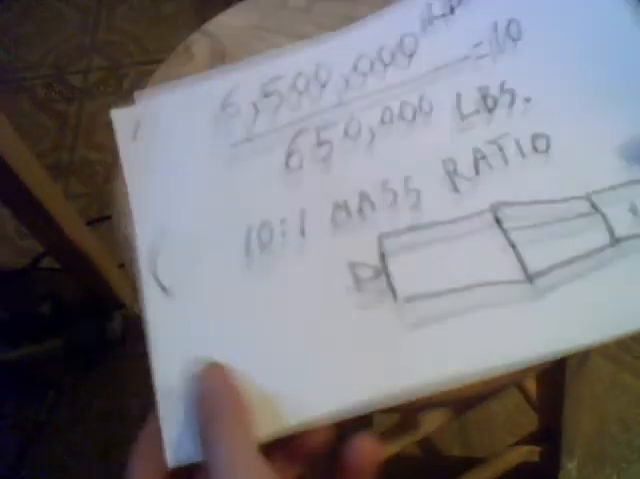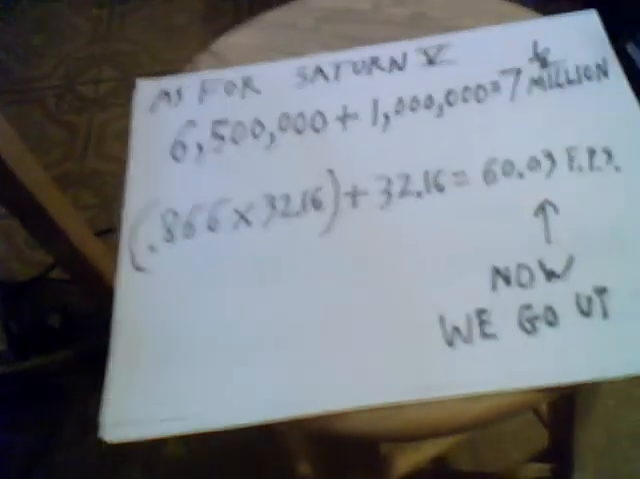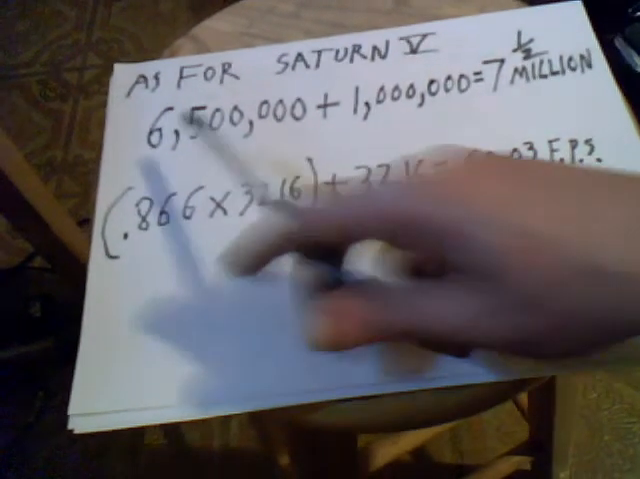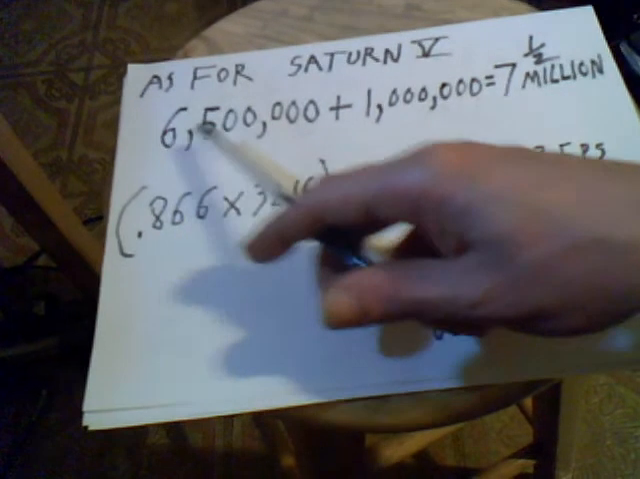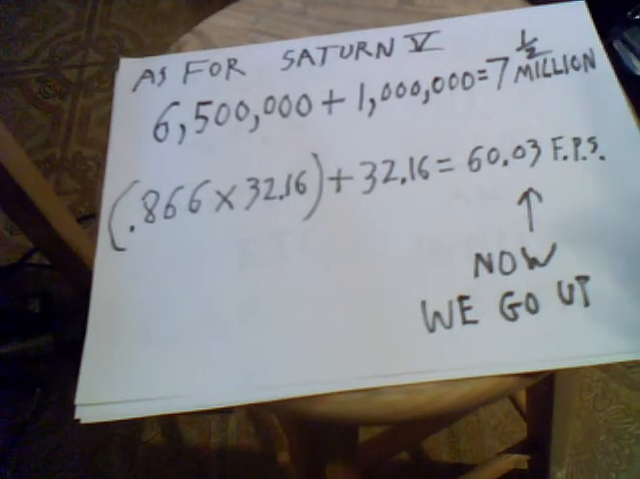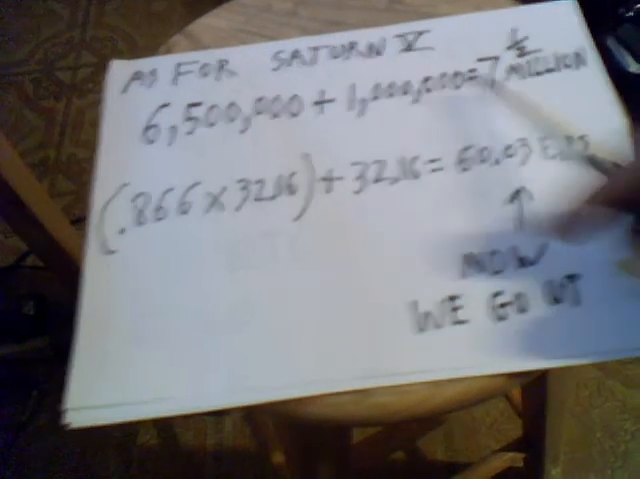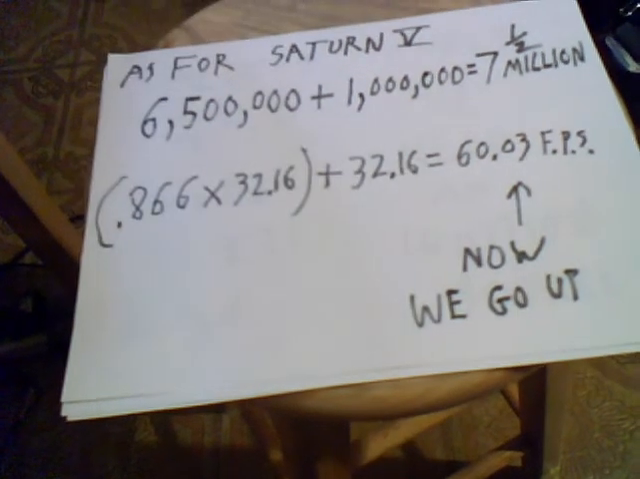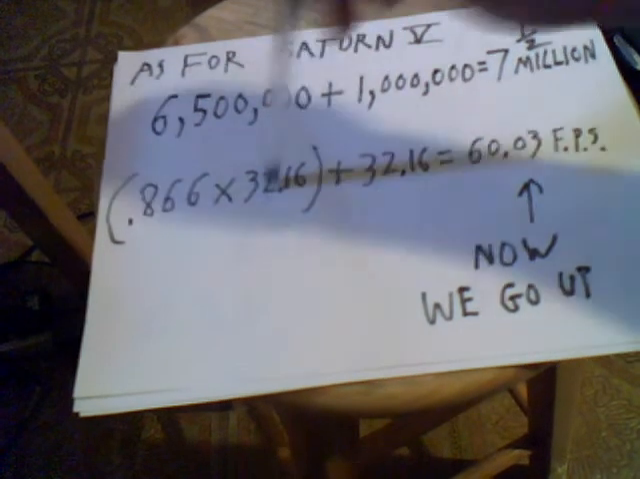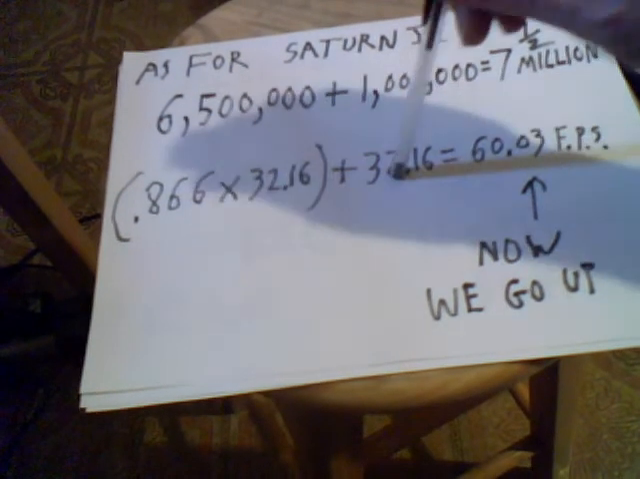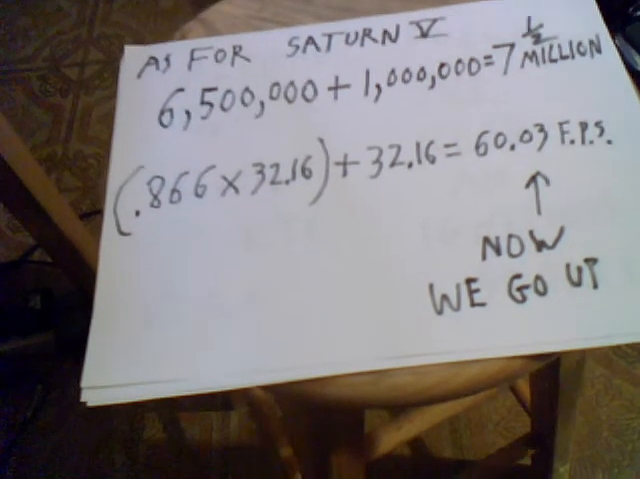Also, to get into orbit, we require thrust. On the Saturn V, we require 1 million pounds of thrust. That means that the 6.5 million will give us the 7.5 million, which means that's 1 million pounds of thrust. So the magic number for Apollo is right here: 0.866 times gravity, 32.16, plus gravity, 32.16, equals 60.03 feet per second.